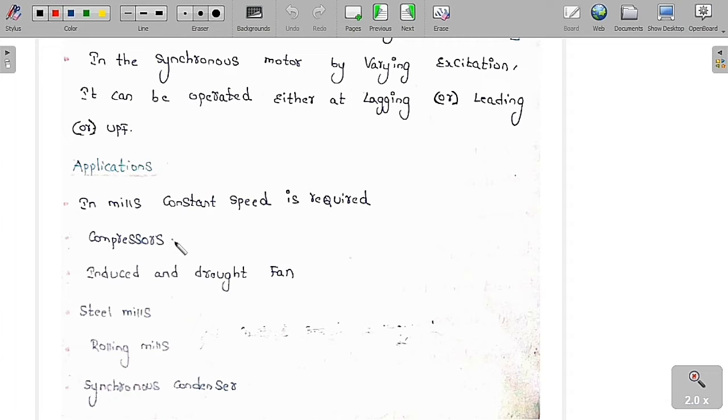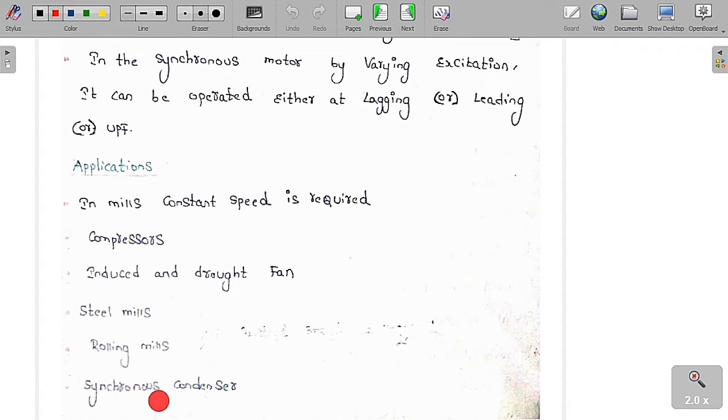So therefore, in mills, where constant speed is required, we are going to use the synchronous motor. Also in compressors, we are going to use the synchronous motor. And the induced and draft fans also use the synchronous motor. And the steel mills, rolling mills, and the synchronous condensers. So in all these things, we are going to use the synchronous motor.